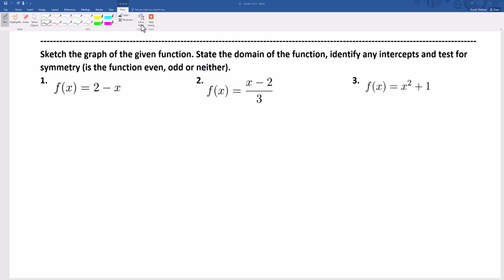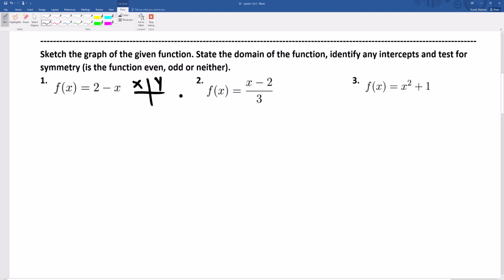All right, so it says sketch the graph of the given function, state the domain of the function, identify any intercepts, and test for symmetry. Is the function even, odd, or neither? Well, sketching the graph, all you need to do is create your XY table.